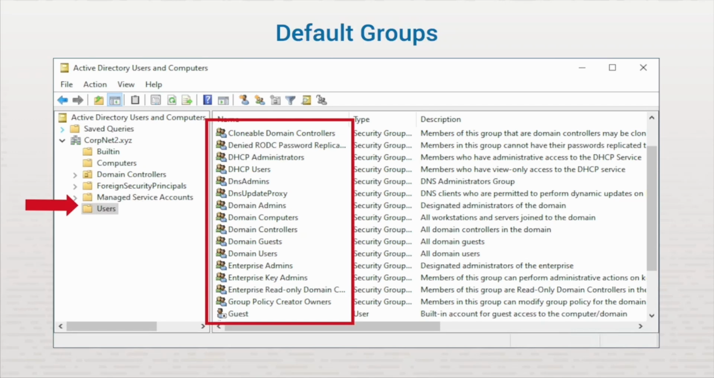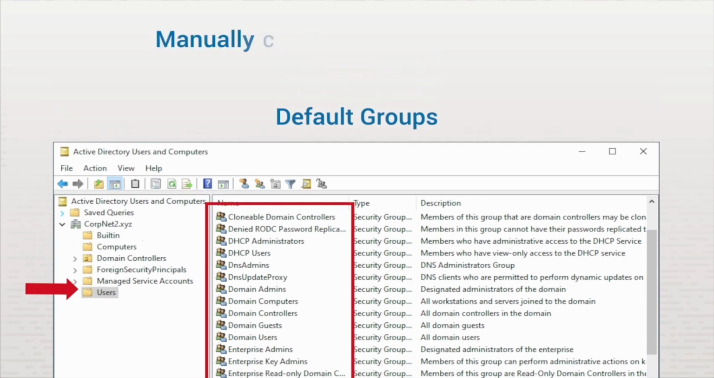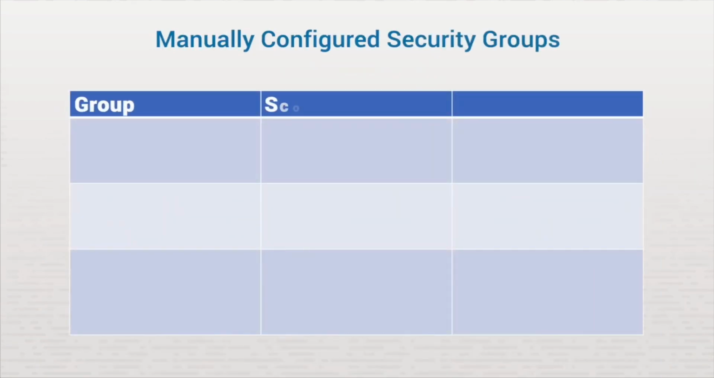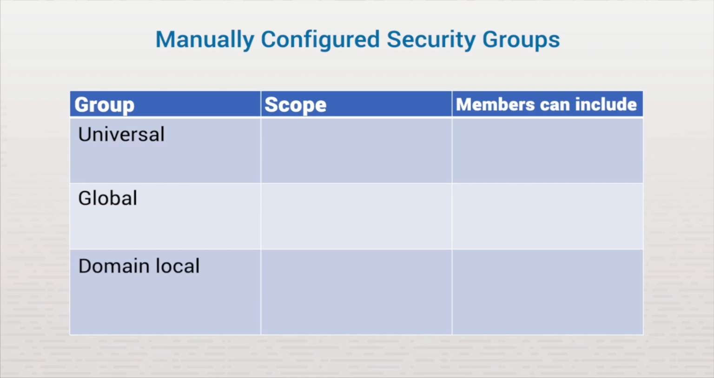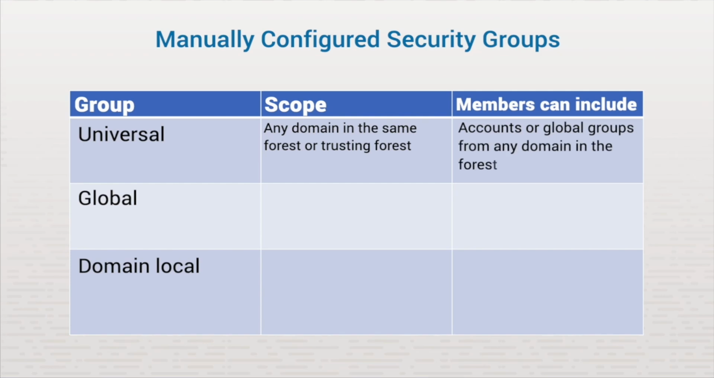Besides the default security groups, there are different groups that you can create. These security groups are defined by where the group can be granted permissions. They include universal, global, and domain local. The largest scope is the universal group. It can grant permissions on any domain in the same forest or a trusting forest. Universal groups can contain accounts and global groups from any domain in the forest and are often used to assign permissions to resources that are related but are in different domains.